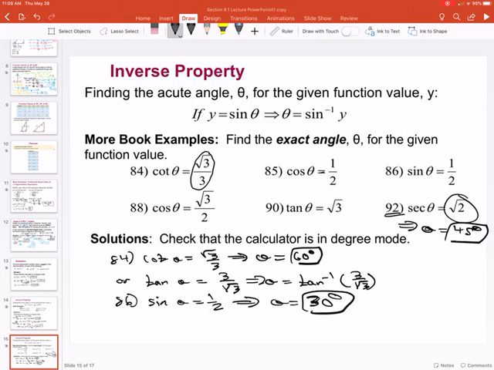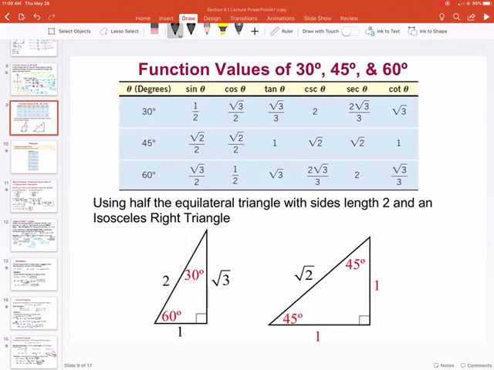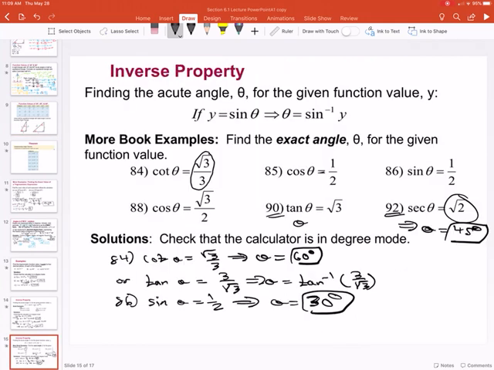When does tangent of theta equal square root of 3? Well, that's 60 degrees. I know in 90, theta is equal to 60. You can go back to your measurements: tangent of 60 is square root of 3. Cosine of what is 1/2? Cosine of 60 degrees. I know here in example 85, theta is 60.